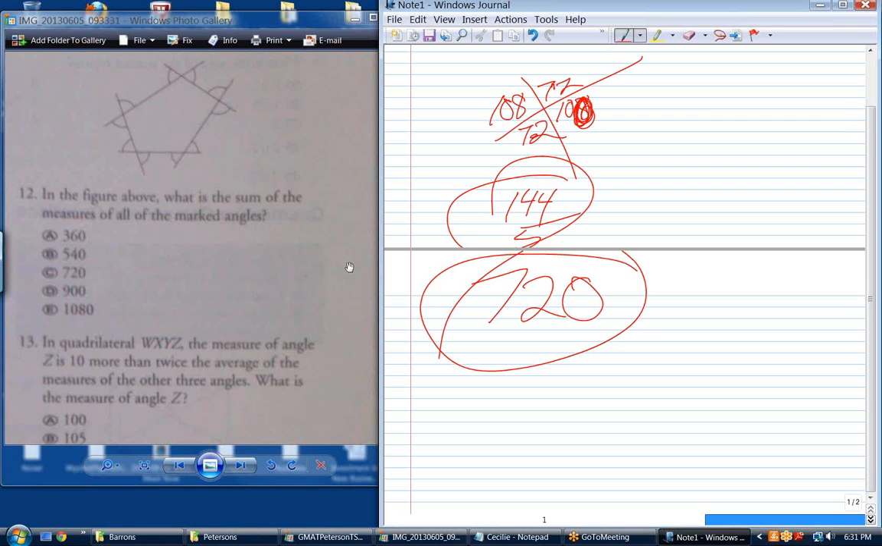So the sum of all the exterior angles has to add to 720, regular or not. And so really, we didn't even need to calculate it if we knew that. I'm sorry, what? If you know that all the exterior angles are supposed to be 720. No, 540. No, in exterior angles.